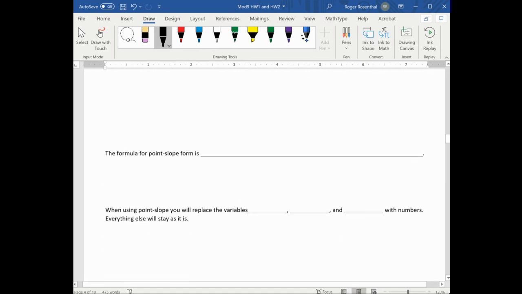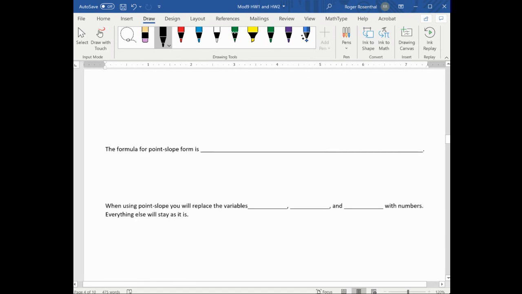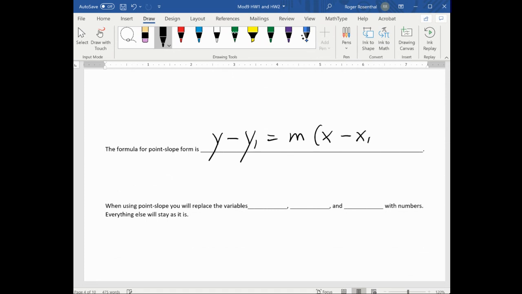And point slope form is written in the following way. Now I'm going to write it, I'm going to erase a little bit of it, and then I'll replace it in a second. It is y minus y sub 1 equals m times x minus x sub 1. Okay, I'm not going to replace the y sub 1, but I'm going to write it in red. I'm going to write the m in red, and I'm going to write the x sub 1 in red.